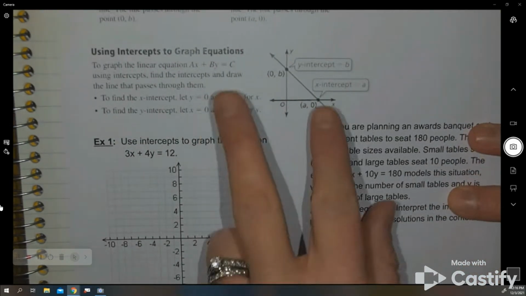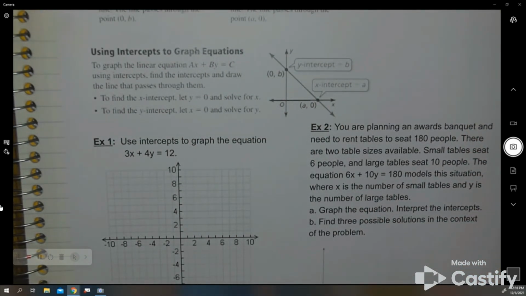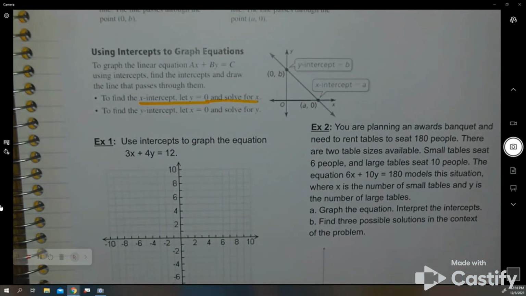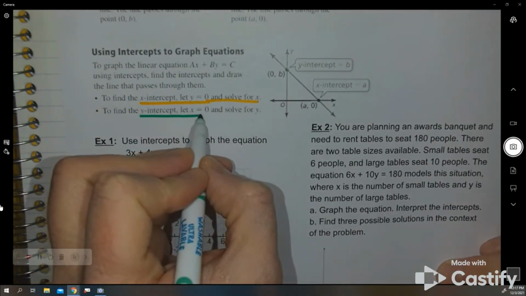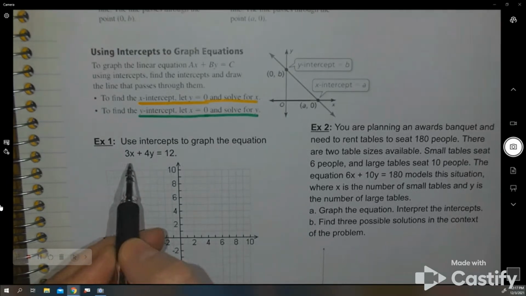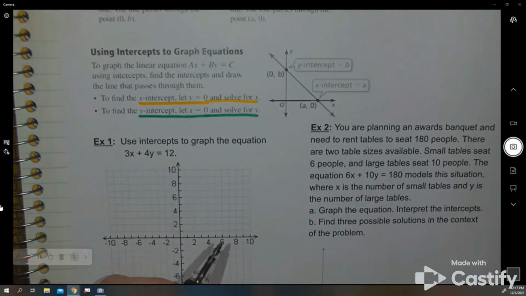When we look down here, we've talked about x and y intercepts before, but now we're going to figure out how to find them. The x-intercept is when y equals 0, and now we solve for x. For our y-intercept, it's when x equals 0, and we're solving for y. Looking at example 1, it says use intercepts to graph the equation. I notice ax plus by equals c. It's written in standard form.